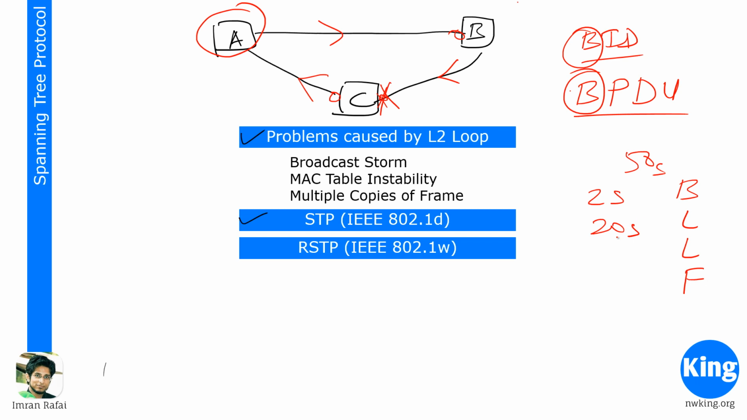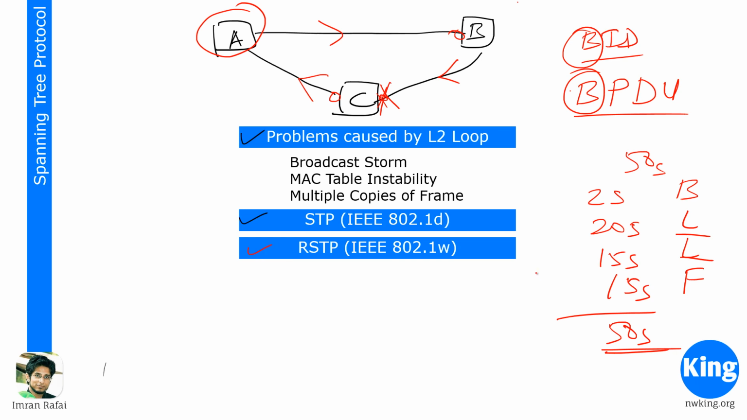Now taking action is, it goes to the listening state and it stays there for 15 seconds, and then it goes to the learning state and it stays there for 15 seconds. So totally 15, 15 and 20, it's 50 seconds, right? So it takes a lot of time to converge, and in a switching world that is a lot of time. To improve on that, IEEE wrote another standard. I think it is in 2004. It came out with another standard called 802.1w, which is nothing but Rapid Spanning Tree, RSTP.